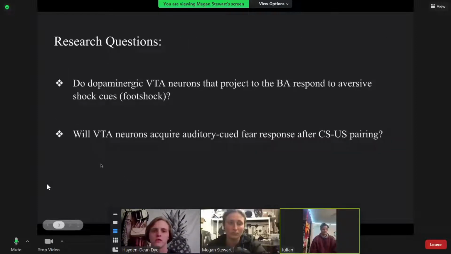And the main research questions and goals that this figure addresses directly are going to be if dopaminergic VTA neurons that project to the basal amygdala also respond to aversive shock cues, like the foot shock in this experiment. And further, will those VTA neurons acquire an auditory cued fear response after day 2's conditioned stimulus, unconditioned stimulus pairing?